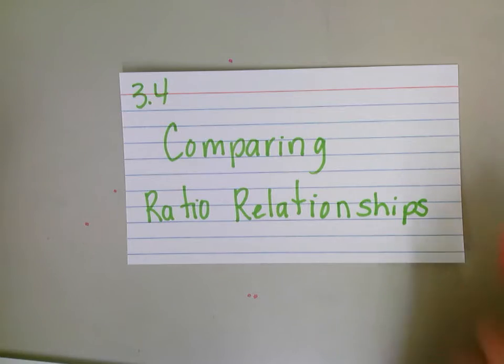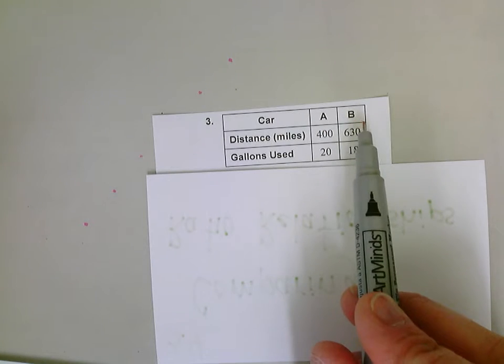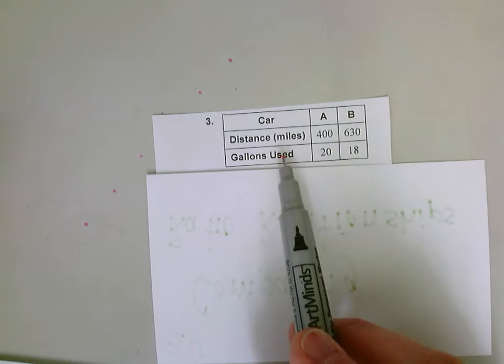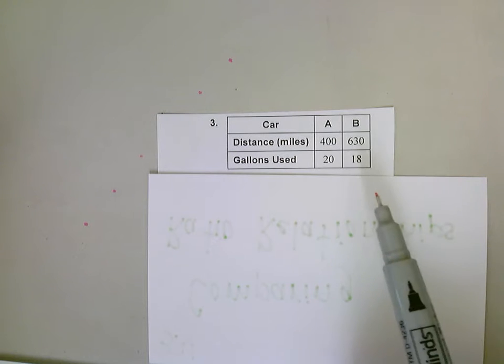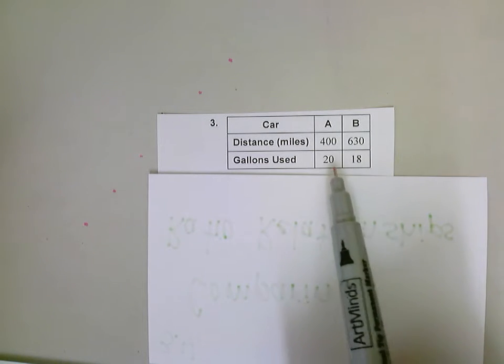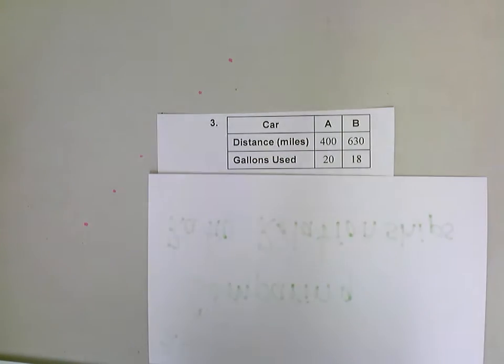Okay, so the first thing we're going to look at here is two different cars. I'm going to look at car A and car B, and I want to compare their gas mileage. I want to see which one has better gas mileage, meaning which car can drive further on 1 gallon of gas. All right, so here I have the distance that the car has gone, and how many gallons they used. So I'm going to put this to my graph.